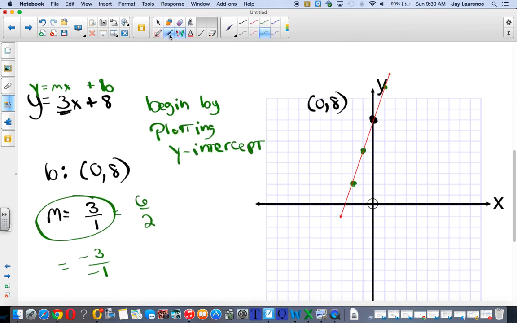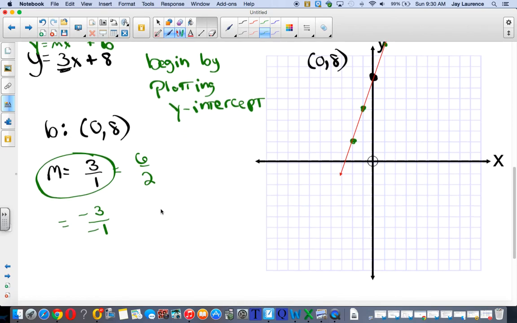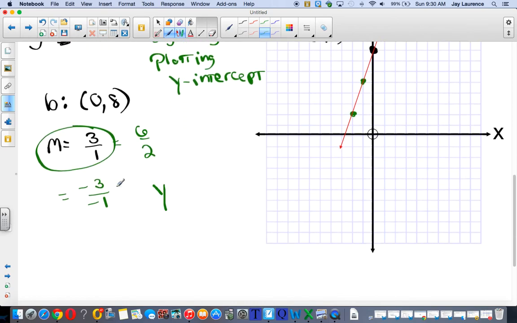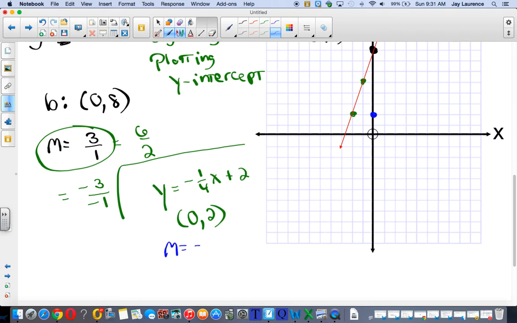Okay, in this one, I'm going to go ahead and do another one on here. I'm going to do y equals, let me see, let's go with negative 1/4 x plus 2. Okay, so I know my y-intercept is 0, 2. So I'm going to plot 0, 2, and plot that in a different color. There we go. Now I've got the slope of negative 1/4, don't I? So m is going to equal negative 1/4.